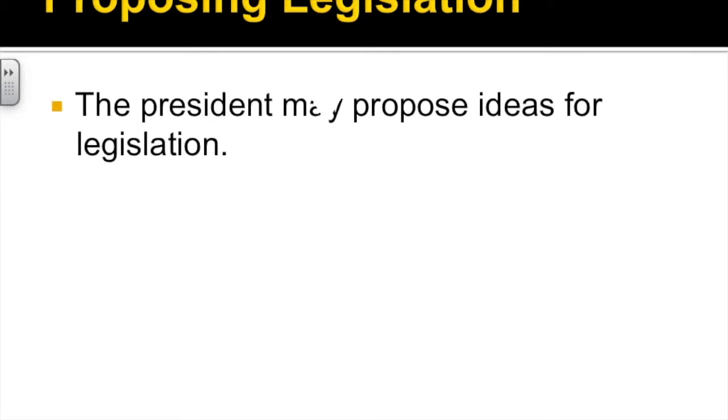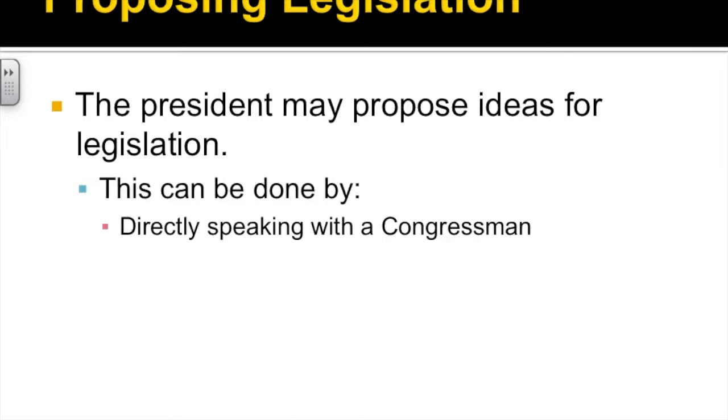His first role in influencing policymaking, which again in class we talked about as making laws. Legislation is also another word for law. So in this role, he may propose ideas for legislation. He does this in a couple of different ways.